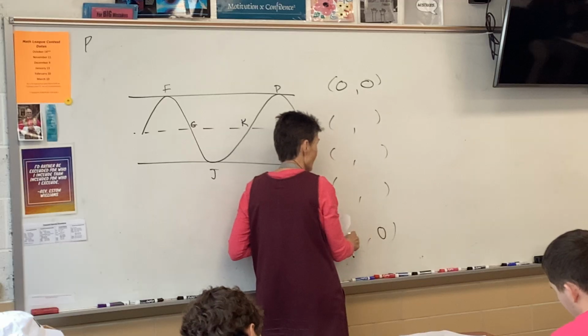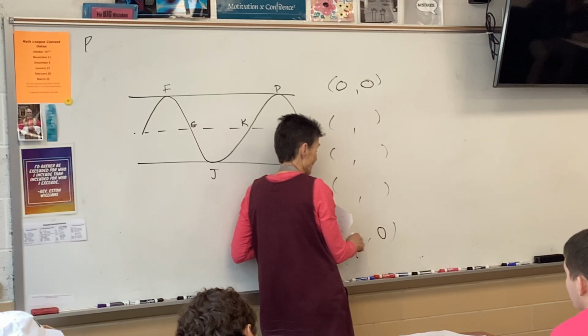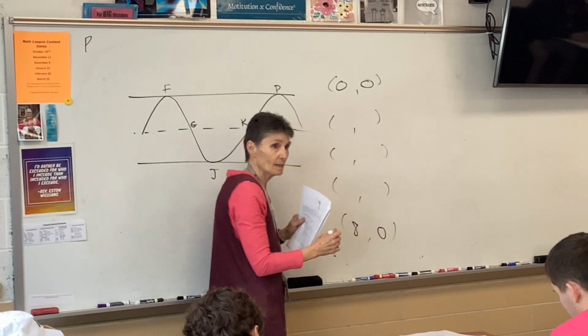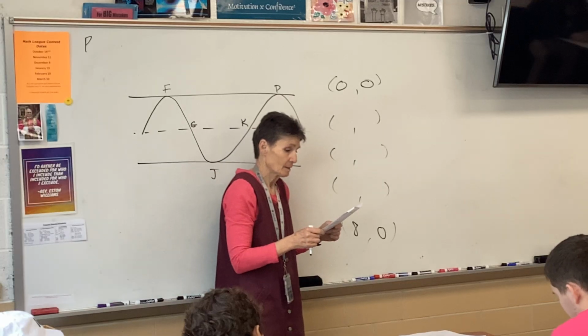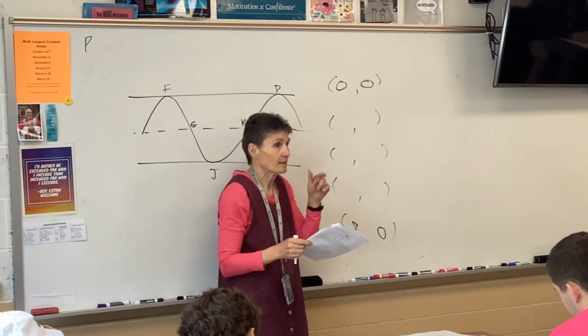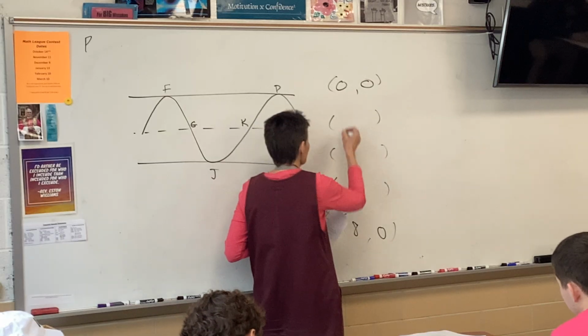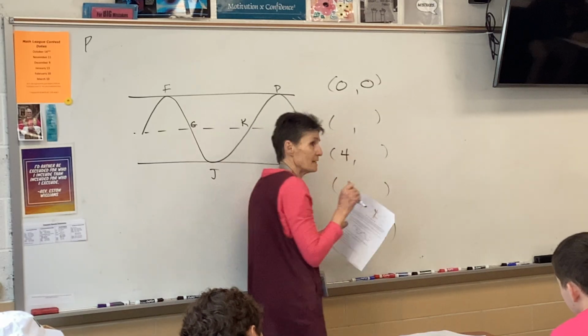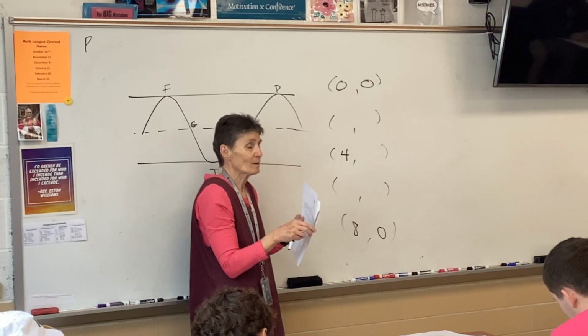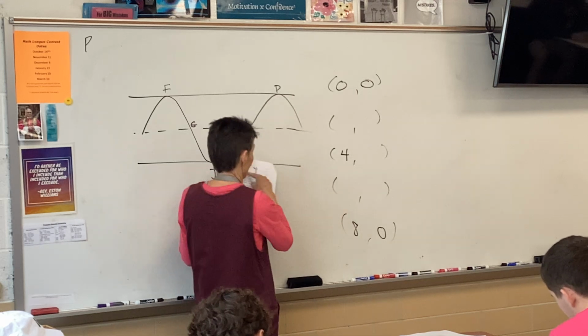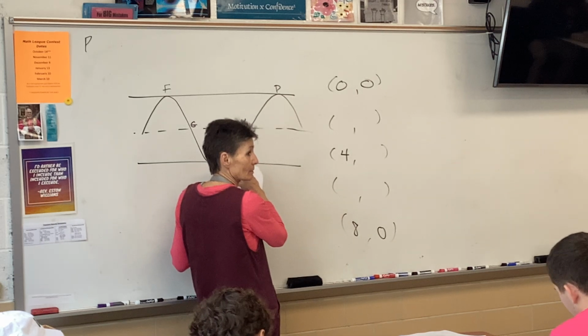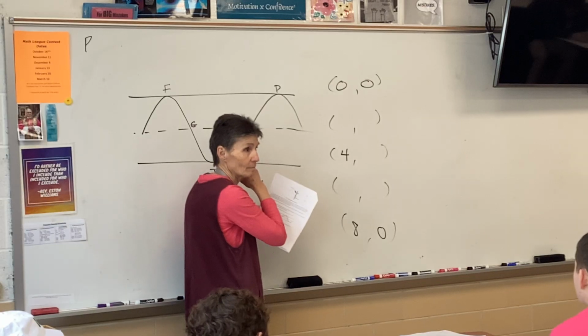When is the next time I'm going to get 0? 8? How do I know it's 8? It takes 8 seconds to get around the track. Okay, now what does that mean? That means halfway in between, where's the car? On the other side of the circle?